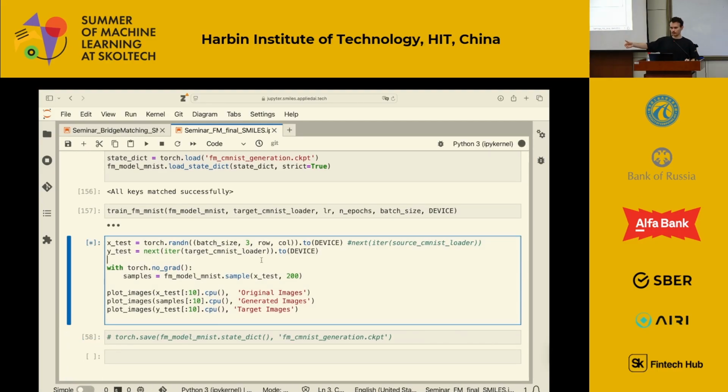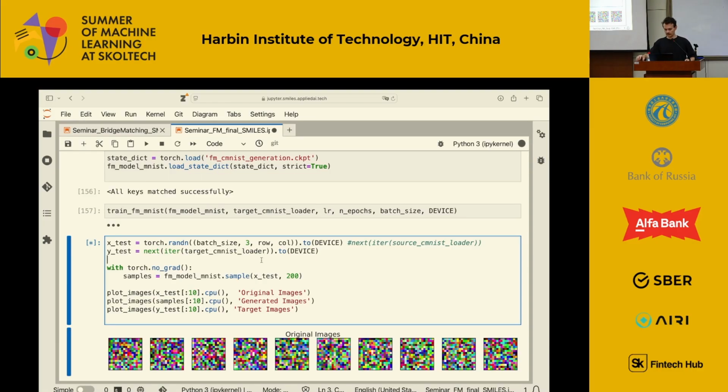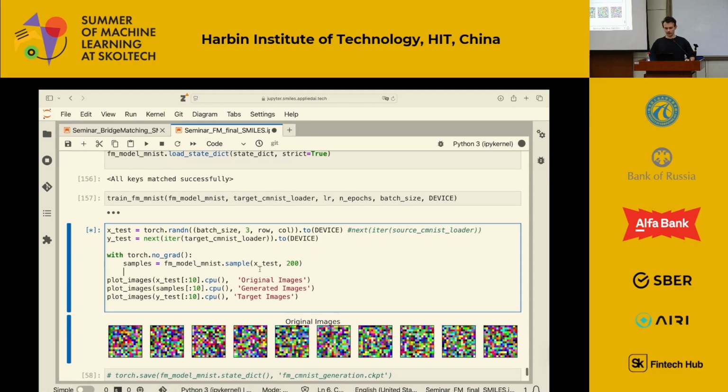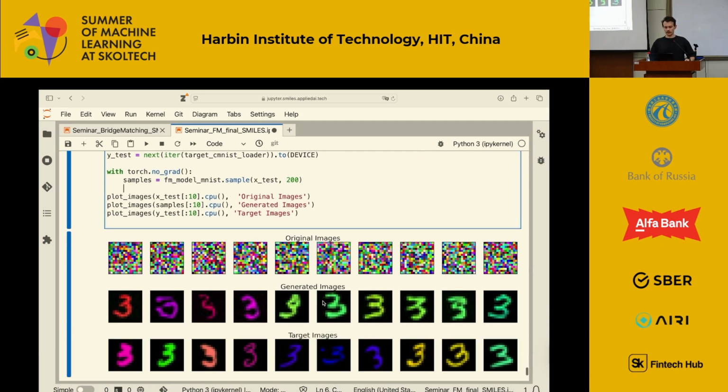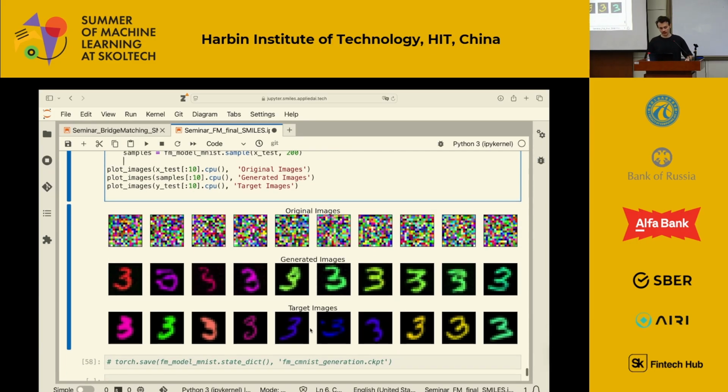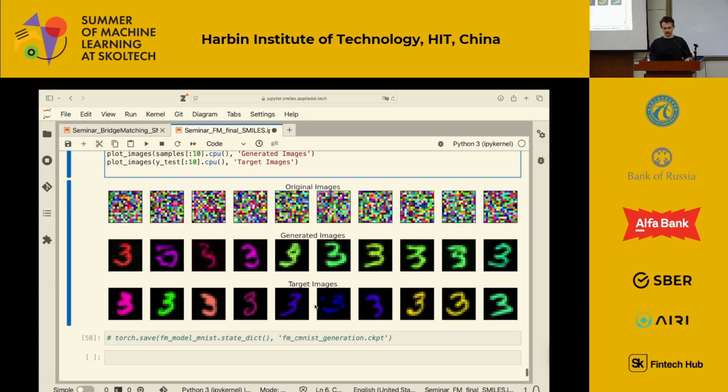So again, we start from the noise distribution and end at the colored digits distribution. So this is what we started from, this is what we learned, and this is the target. As you can see, the learned ones are relatively close to the ground truth ones. Well, they have some kind of artifacts, like this strange thing, and this is more like a 9, not a 3. But overall, for such a toy case, this is relatively good.